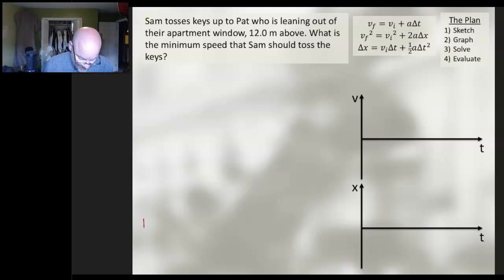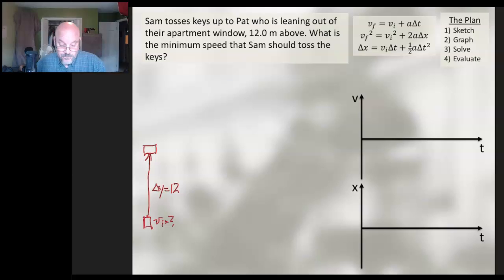So we're going to represent the keys as a little box. They're starting down here, and they're going to go all the way up here, a distance of 12 meters. Now down here, we don't know what the speed is, but if they're going to be caught right here with the minimum speed, that means that the keys have gone up and they're just about to go back down, which means that the final speed here, VF, is 0.